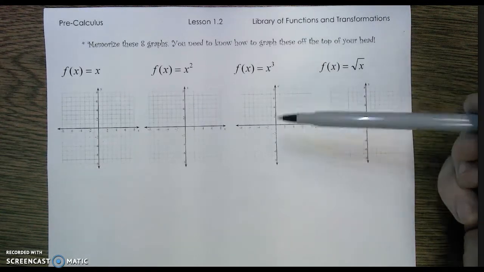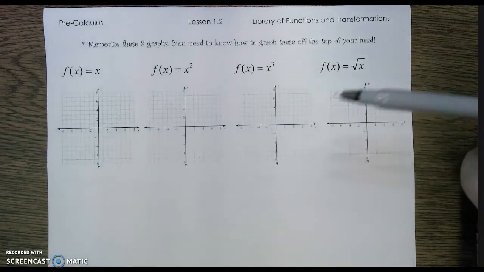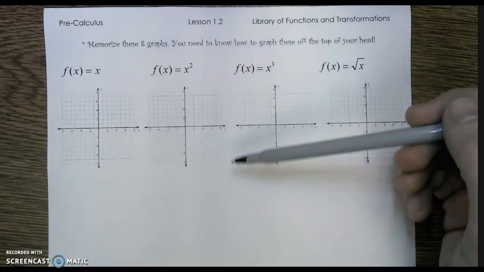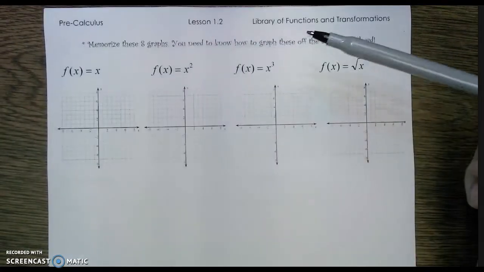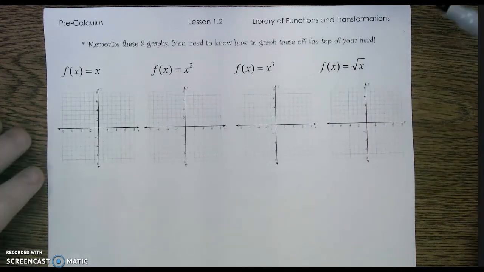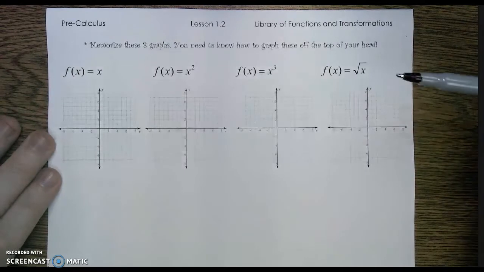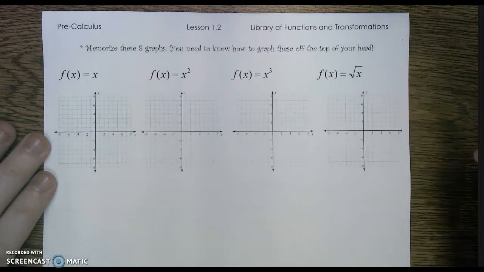So if you don't know what they look like, you can always make a table of values. You can always pick x values, plug them in, get the y values that go with them, plot the points, and connect the dots. That's always what you can do. But you should be so comfortable with these that you basically have them memorized.